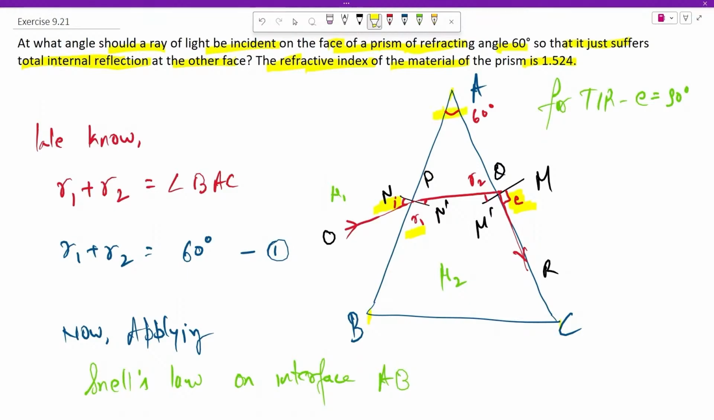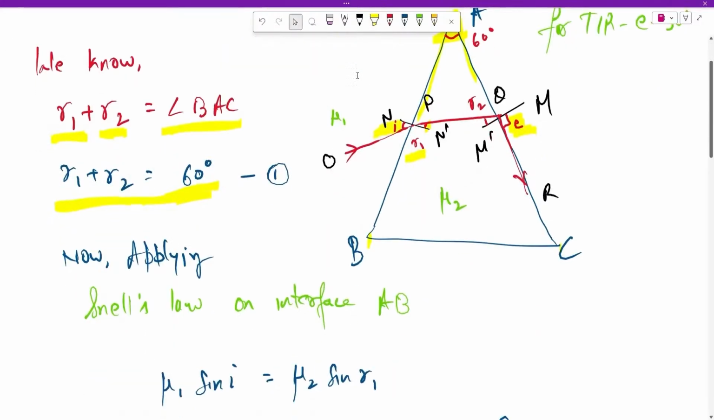We also know the relation for a prism that R1 plus R2 is equal to the angle of the prism, the angle between the two faces, and that would be equal to 60 degree over here. So R1 plus R2 equals 60 degree. Now we will be applying Snell's law on these two faces AB and AC.